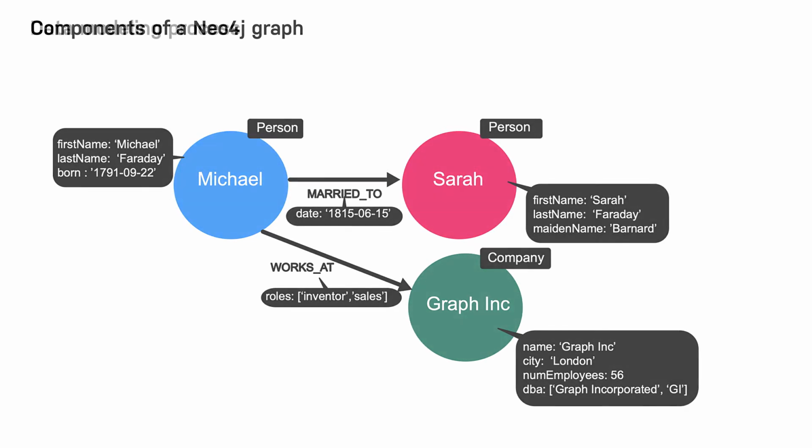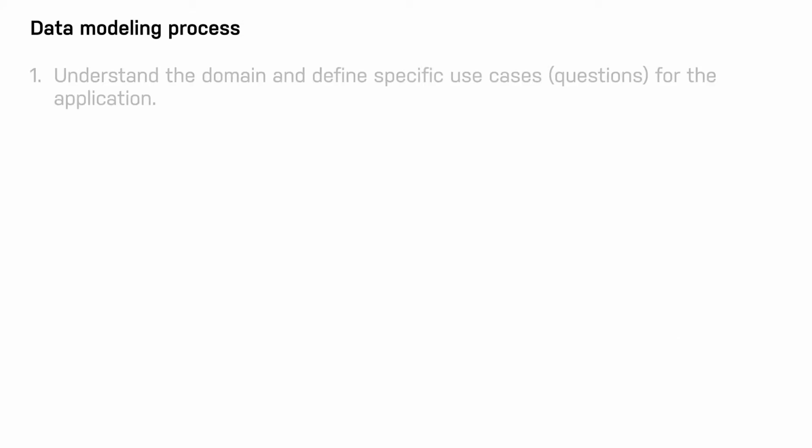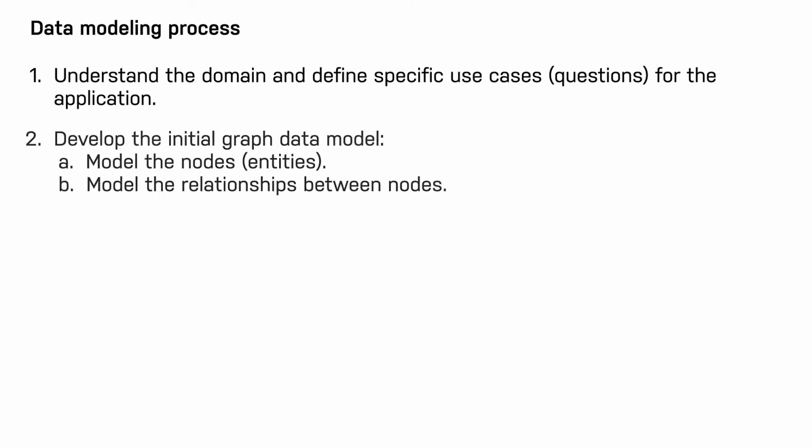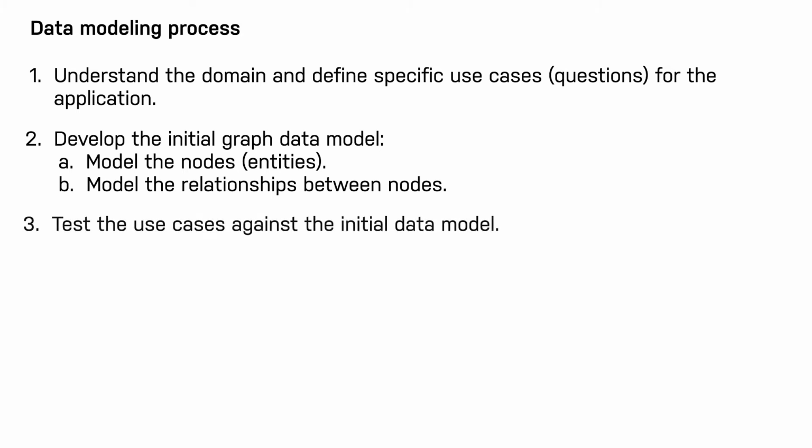Here are the steps to create a graph data model. Understand the domain and define specific use cases or questions for the application. Develop the initial graph data model, which includes modeling the nodes and relationships. Test the use cases against the initial data model. In this step, you determine if the labels, relationship types, and properties are accounted for in the use cases of the application.